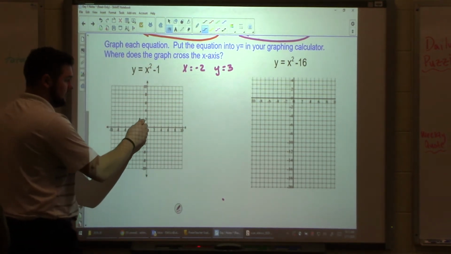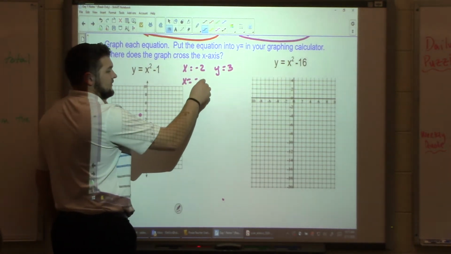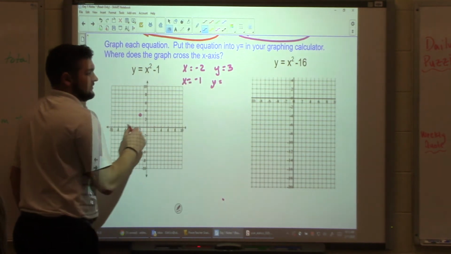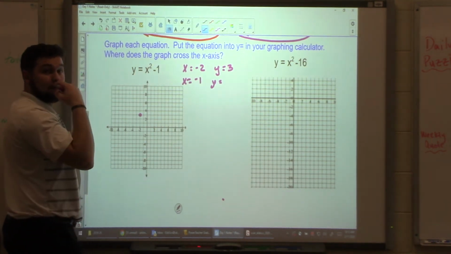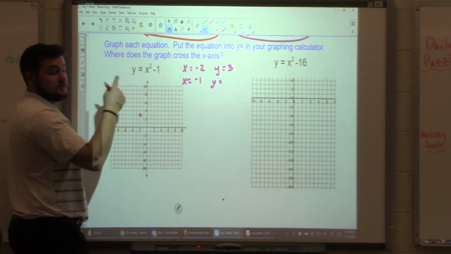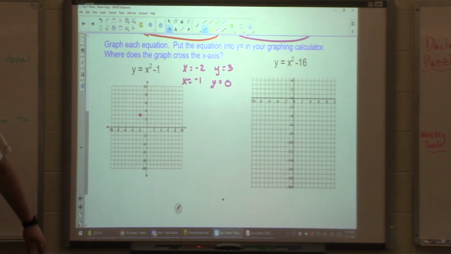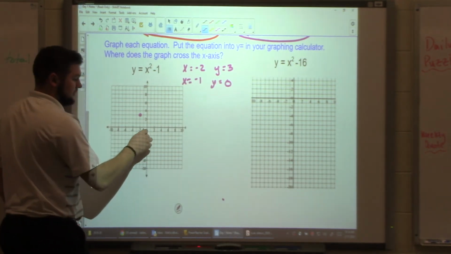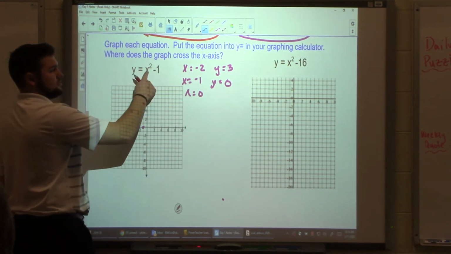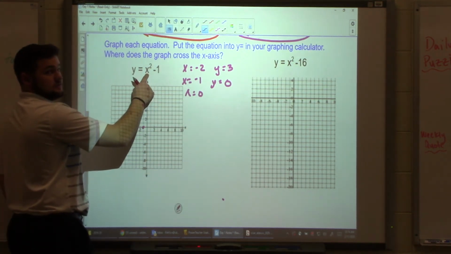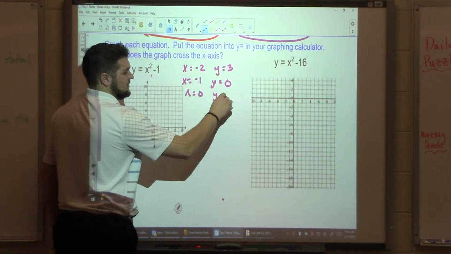So I would plot that point: negative 2, 3. Then let's say I let x equal negative 1. What's negative 1 squared? 1. Minus 1 is 0. All I'm doing right now is picking a random x value so I can graph this. So at negative 1, 0, I plot a point. X equals 0. 0 squared is 0. Minus 1 is negative 1.